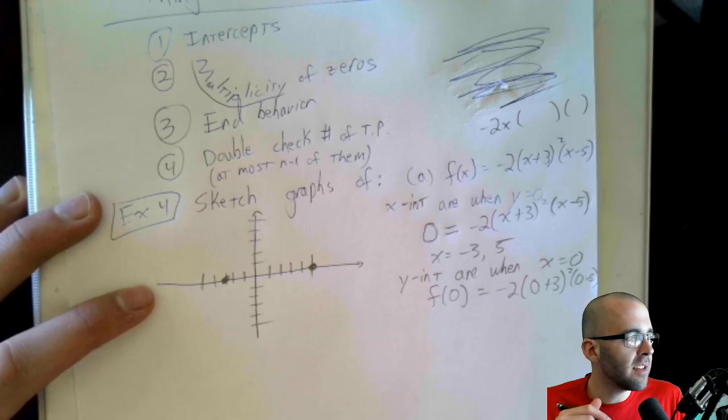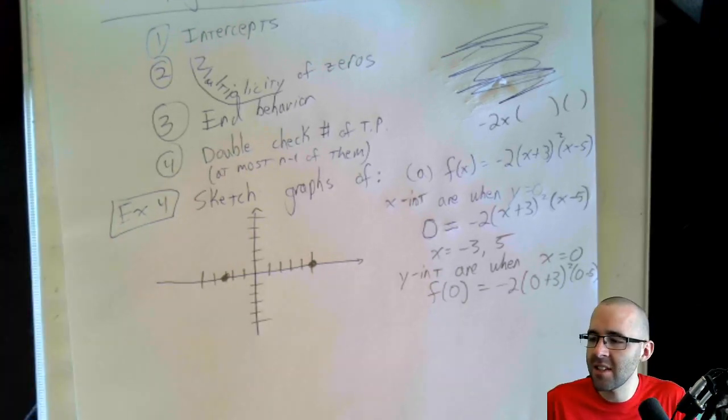There should only be one y-intercept, because if there's multiple y-intercepts, then it fails the vertical line test and we don't have a function anymore.